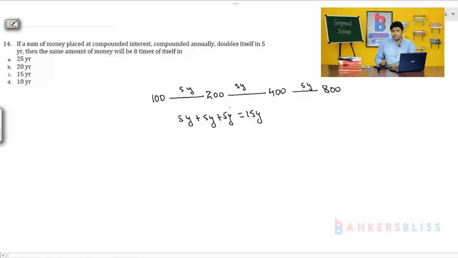You can go with another methodology also. See, double means 2 power 1, 8 times you have to get.